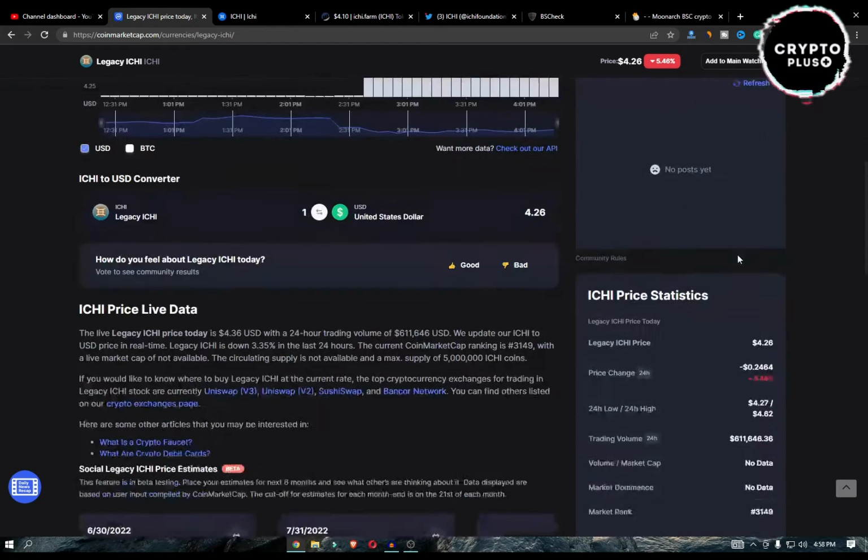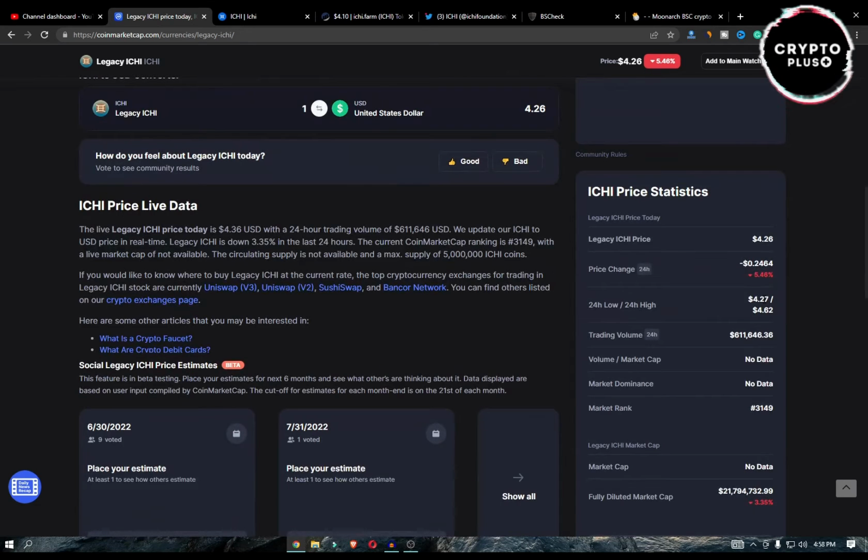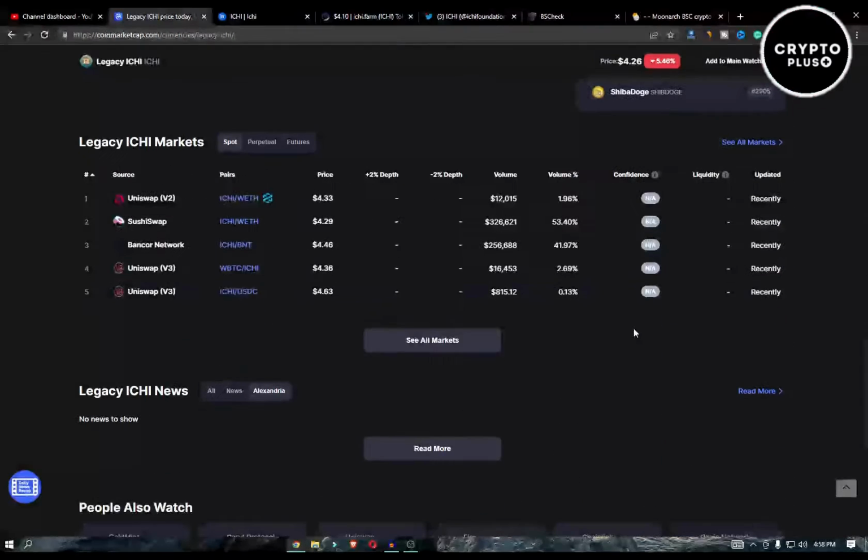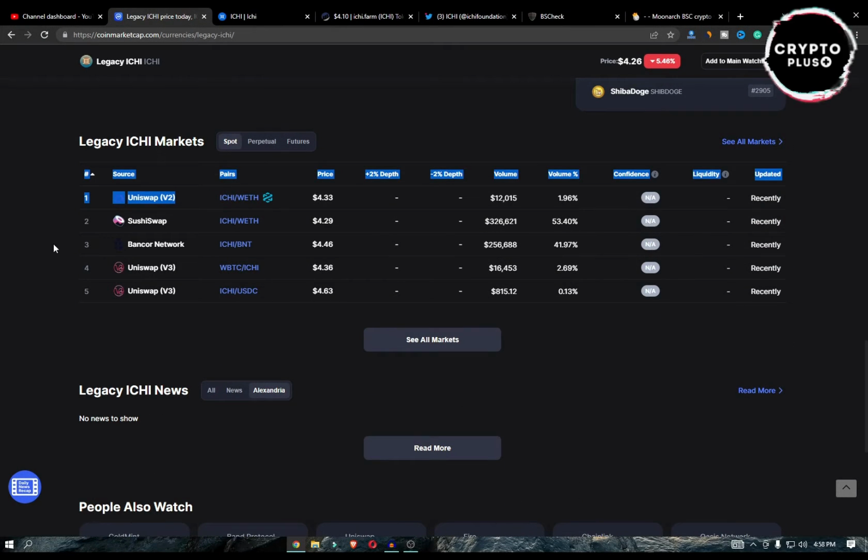In the past 24 hours, the low was 4.27 and the high was 4.60. Legacy ICHI for this moment is only available on Uniswap, SushiSwap, Bancor Network, and Uniswap V3.